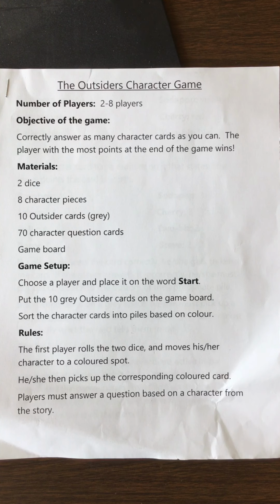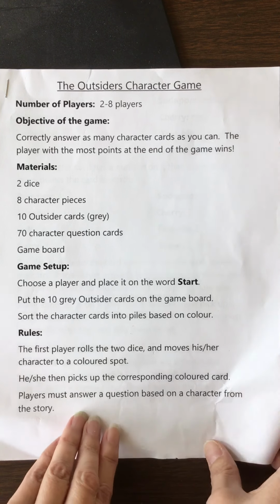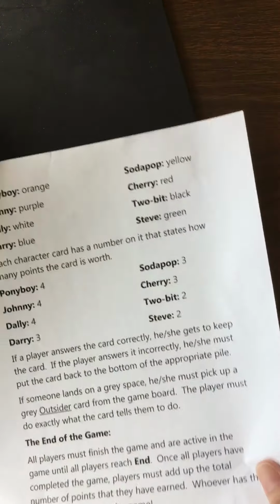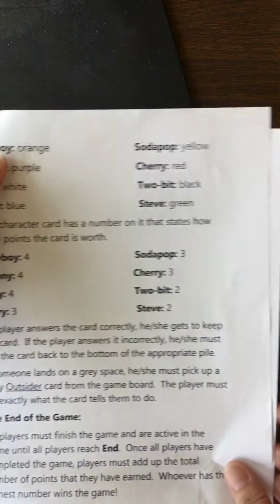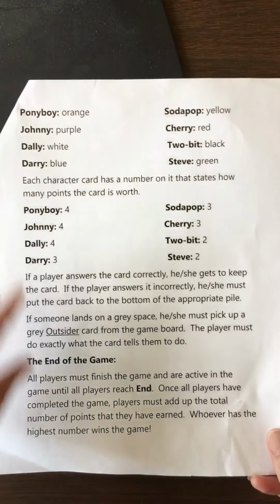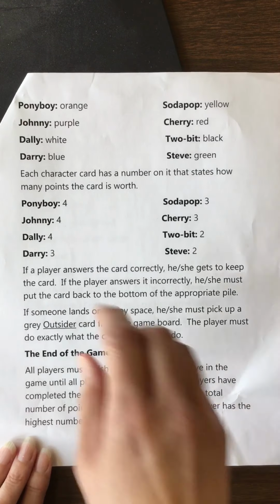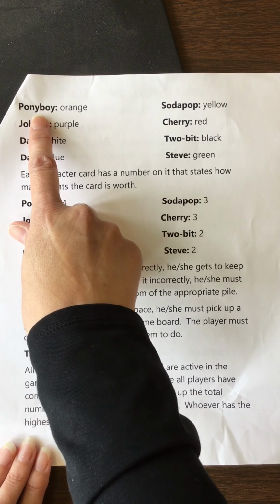Do you see how my daughter Maddie went through every step that somebody would have to do in order to play? So the players must answer a question based on a character from the story. Now, she also included what all the color coding cards meant and what characters they went with. So there's a character named Ponyboy in this movie.